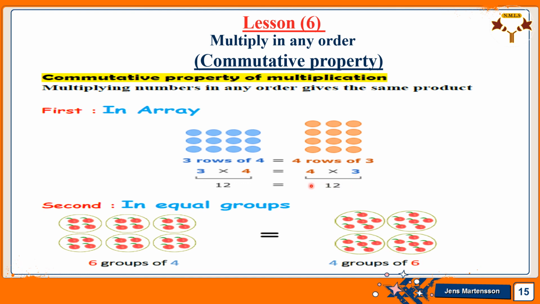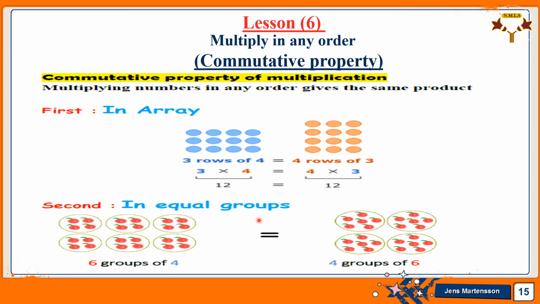So now, 3 times 4 is what? 12. And here 4 times 3 also 12. So we can make 3 times 4 equal 4 times 3. Here we change the place between 4 and 3. This is called commutative property.